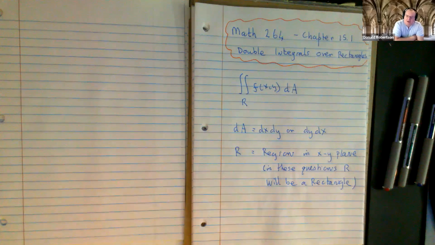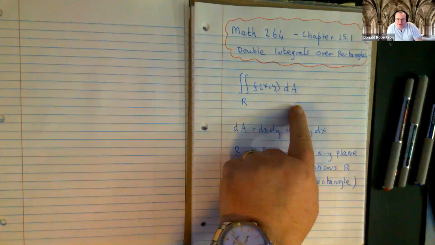Chapter 15.1 now. It's a new chapter, 15. And we're moving away from partial derivatives, and we're going to now look at integration. The first type of integration we're going to look at is double integrals over rectangles.